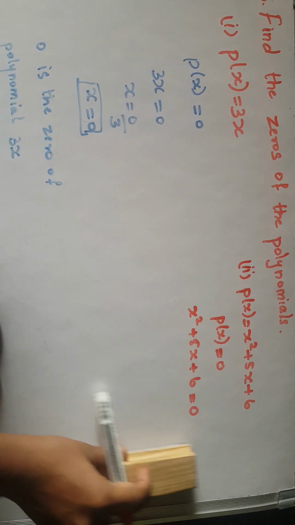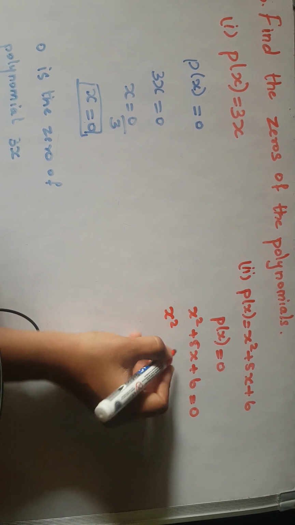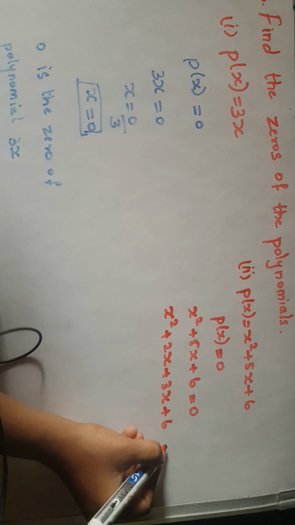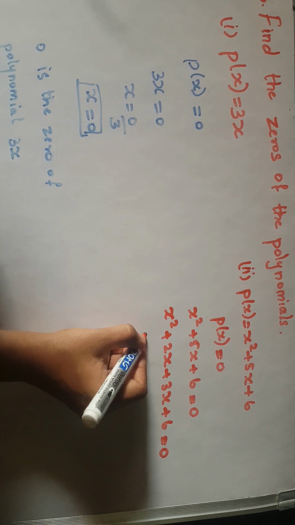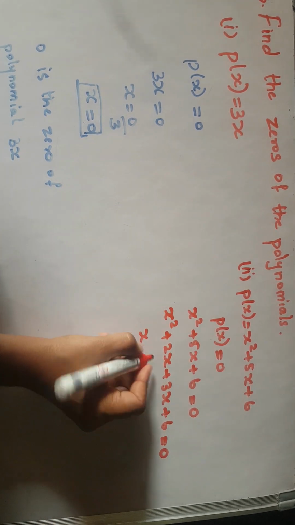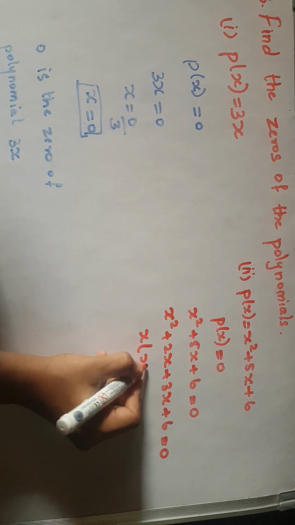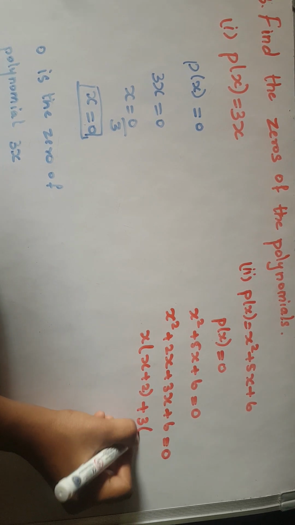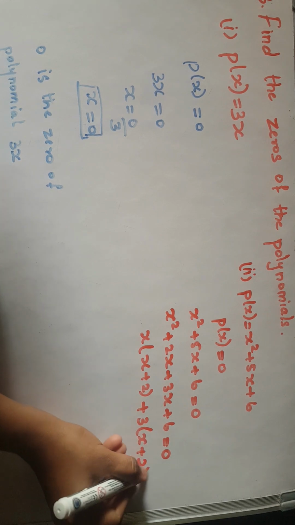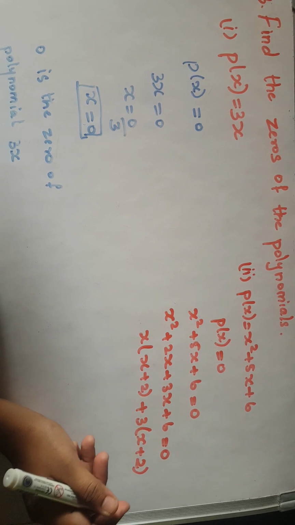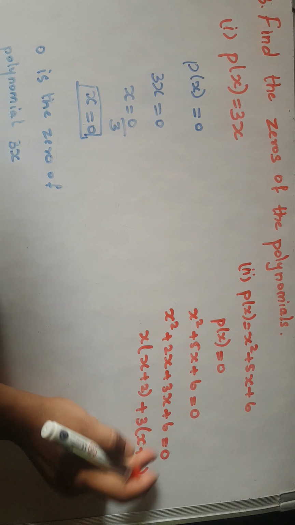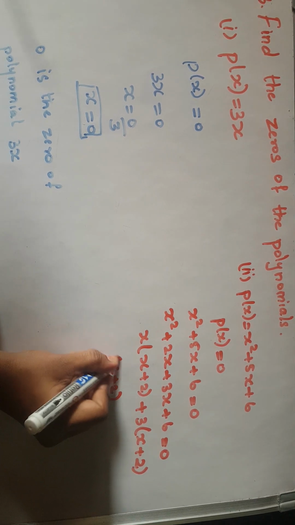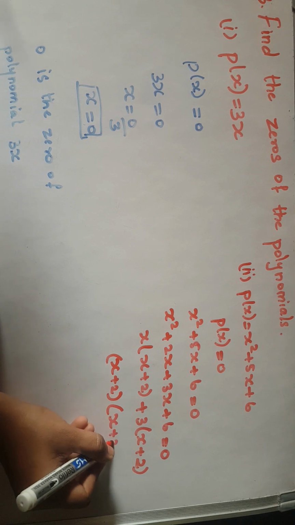Then this becomes x square plus 2x plus 3x plus 6 equals 0. What is the value? Take x in common from these two terms: x into x plus 2. Now take 3 common: 3 into x plus 2, that is 3x plus 6. Now take x plus 2 common: x plus 2 into x plus 3.